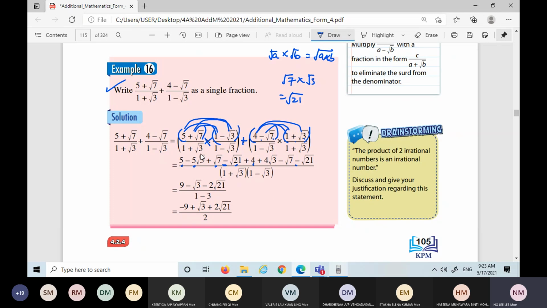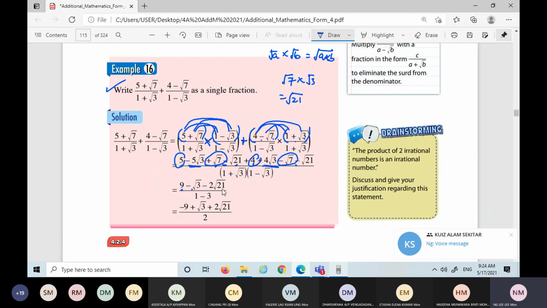Now you combine whatever you can combine. Find the like terms. First of all, you have a 5 and the 4 here, so you got a 9. And then how about square root 3? You have a negative 5 here and then a positive 4 here, so you have a negative 1 square root 3. So you write negative square root 3. Next, you have a plus square root 7 and then minus square root 7. So you combine, you will get 0. Next is negative square root 21, negative square root 21. So you combine, it is negative 2 square root 21.